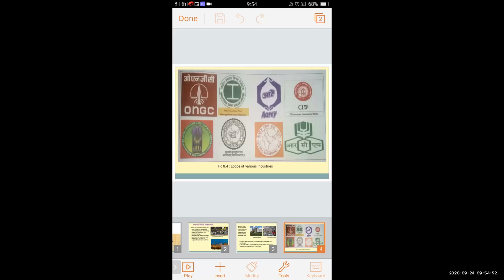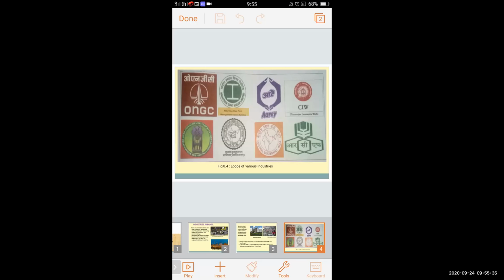First is ONGC. ONGC means Oil and Natural Gas Corporation, and the raw material used is crude oil. The next is RINL, Rashtriya Ispat Nigam Limited, and the raw material used here is iron ore and cooking coal.